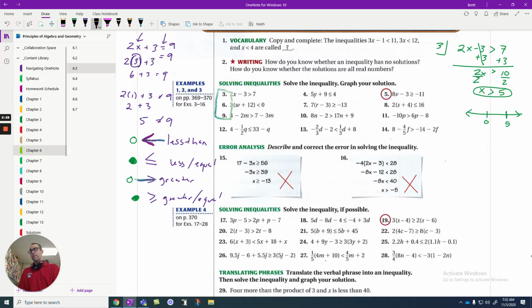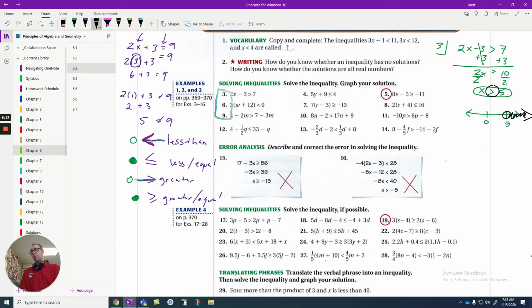So here, because I don't have the equal to bar, I'm going to use an open circle on the 5, and now I need to shade either to the right or left. For me to know which way to go, I just have to read this. It says x is to the right of 5, which means all of the numbers over here on the right would be possible solutions to the inequality.